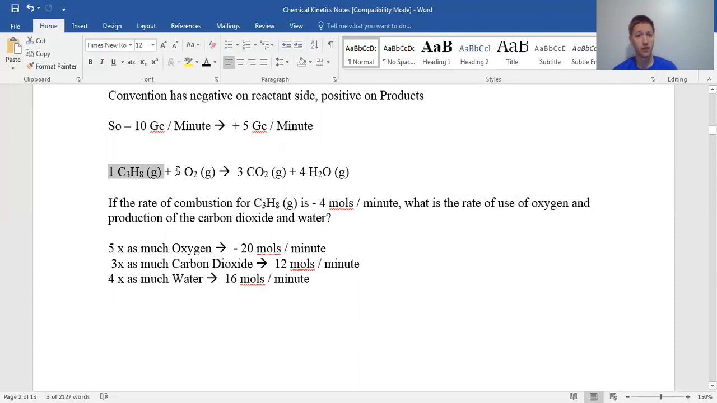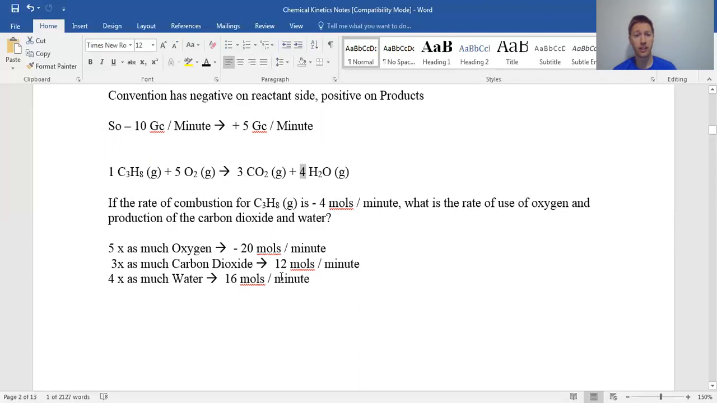We know that 1 of these uses 5 of these. So if we're using 1 of these, 5 of those, we proportion up. How much would 4 of these require over here? If we had 4 of these being reacted, how many of these need to be 5 times as much? So we'd have -20 moles of oxygen being used per minute. If we had -4 for the propane, it'd be -20 for the oxygen. And since every one of the propanes makes 3 CO2s, it's 3 times as much carbon dioxide. The only thing different is that instead of a negative, I'm making a positive, because we're producing the carbon dioxide. So -4 per minute means 12 CO2s per minute as a positive, as a production. And for the water, 4 times as much water, because it's 4 waters for every one of these.